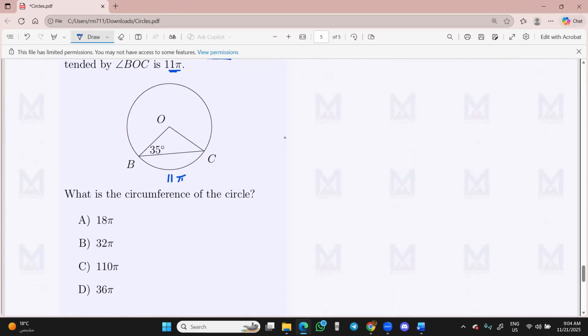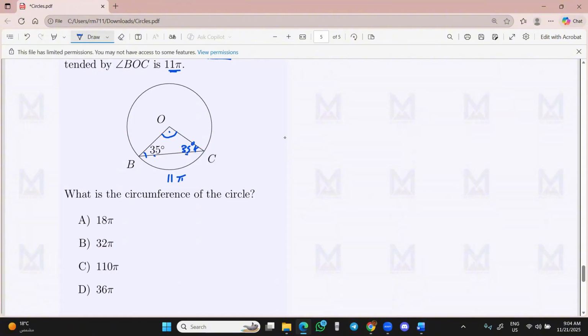For the circumference of the circle, we always consider the angle at O, which is the central angle. How can we get O here? If this OB is a radius, this OC is also another radius. And now this triangle is called an isosceles triangle. An isosceles triangle is a triangle that contains two sides that are equal. And of course, if we have these two sides equal, these angles will also be equal. So as long as this is 35, this angle is also 35.